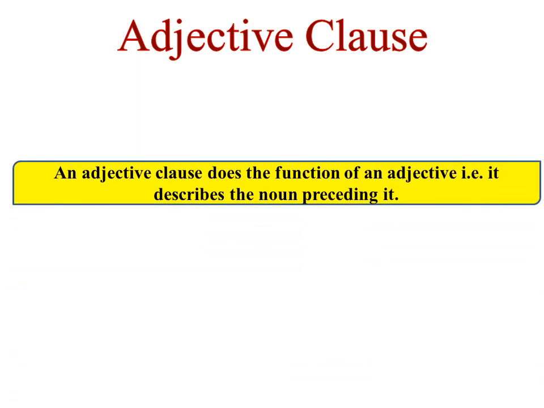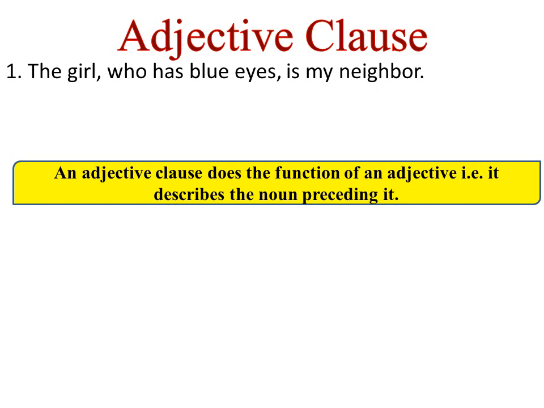An adjective clause does the function of an adjective in a sentence. It describes the noun preceding it. Let's understand this with the help of an example. The girl who has blue eyes is my neighbor. Now here, identify the subordinate conjunction. Yes, who is the subordinate conjunction here, because all the WH question words come under subordinate conjunctions. Therefore, the subordinate clause begins from who.